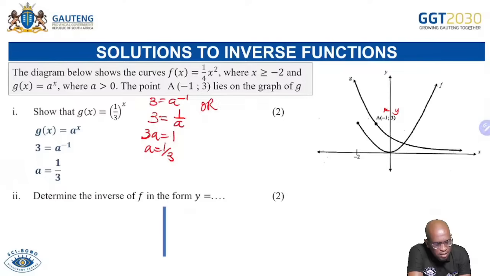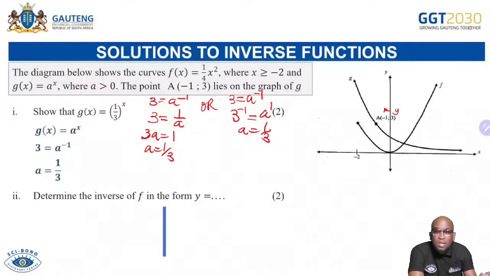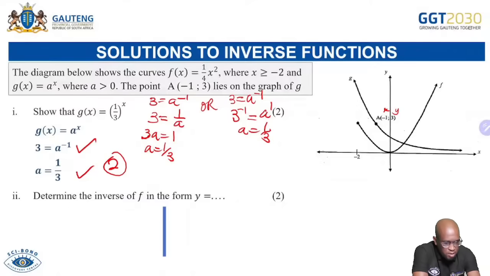Or if we like, 3 is a to the negative 1, you can multiply both sides by negative 1. So this would be a is to the power 1. So a is equals to 1 over 3. So that's just the algebraic manipulation, all right? So we're done with that substitution answer. 2 marks, all right? Moving on, determine the inverse of f in the form y is equals to.